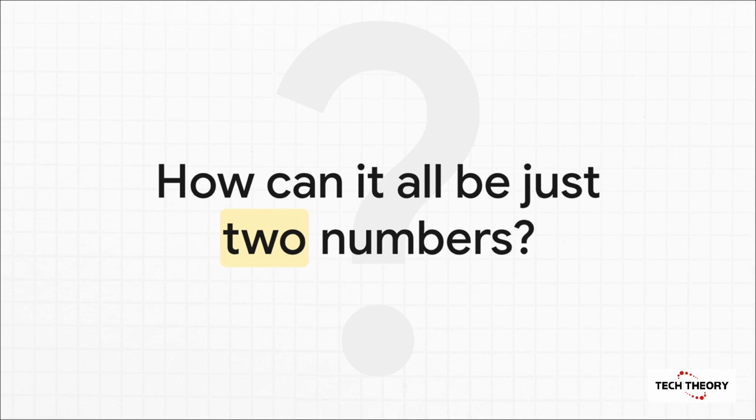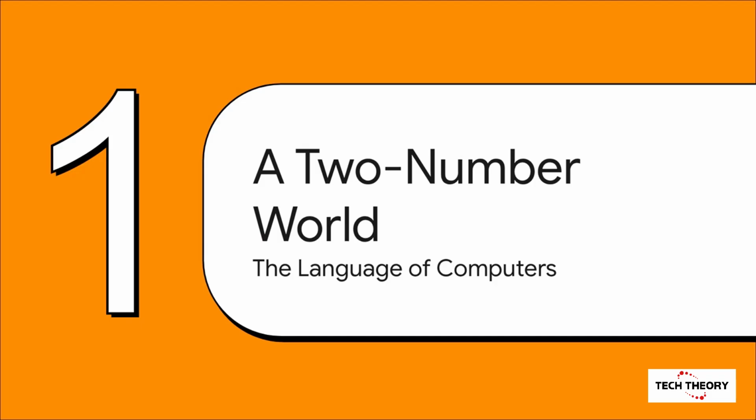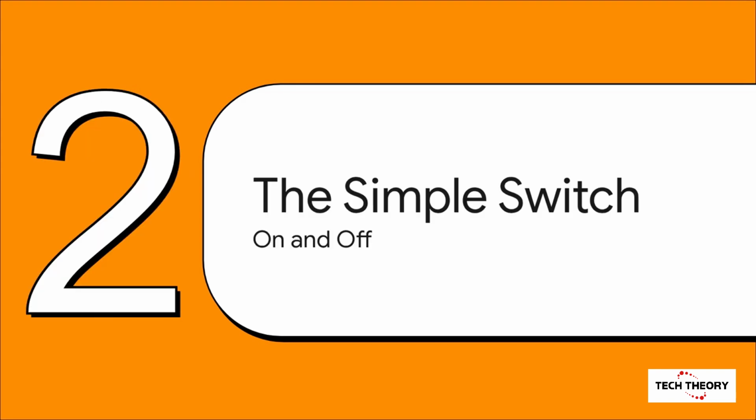And that's exactly the code we're going to crack in this explainer. Welcome to the world of binary code. This is a secret language that powers every single digital device you've ever touched. So let's pull back the curtain and see how this thing actually works. You know, the reason we use this 2-number system isn't some abstract math theory. It's actually super physical. It all comes down to the most basic command you can possibly give a machine. Is it on or is it off?